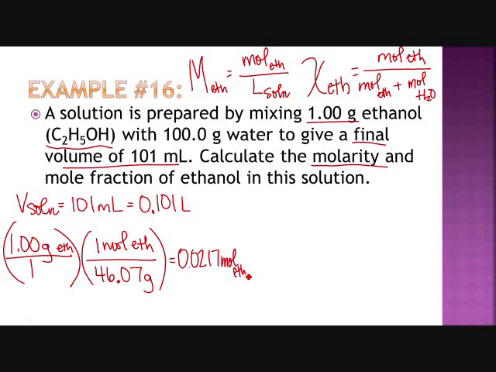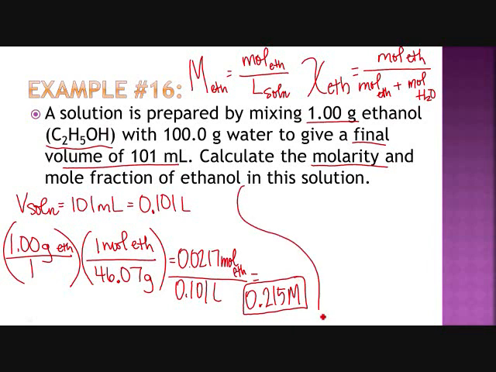Okay. Now that we know the moles, we're going to divide by liters. So we'll take that divided by the 0.101, and that is 0.215 molar. So the solution's molarity concentration is 0.215 molar. Now we need to solve for the mole fraction. For the mole fraction, I know the numerator is going to be this right here, because it's the moles of the ethanol.